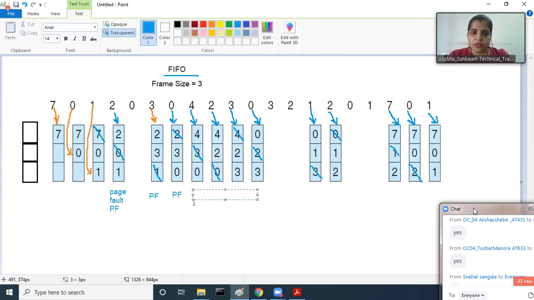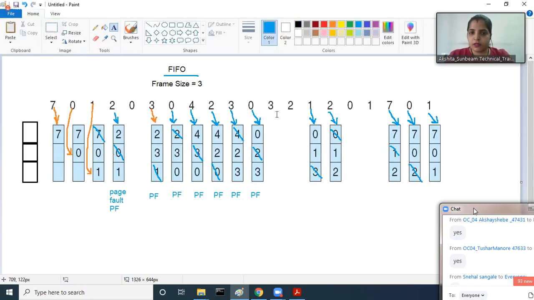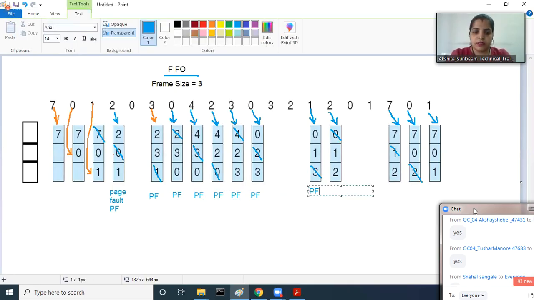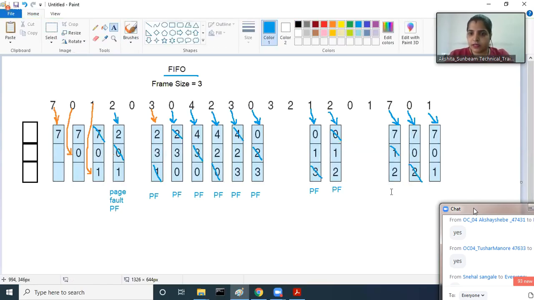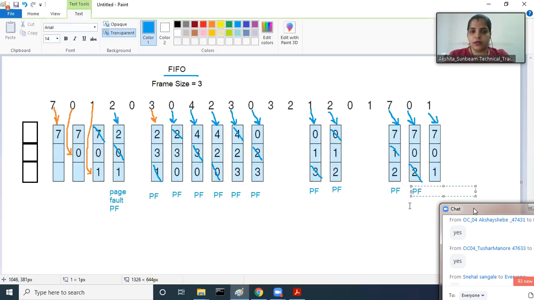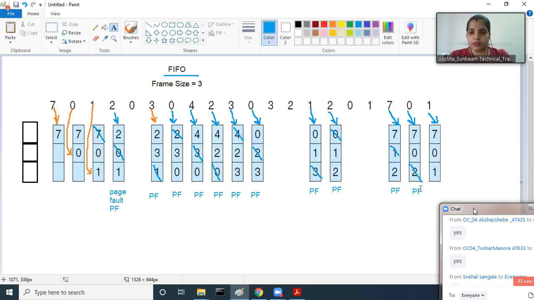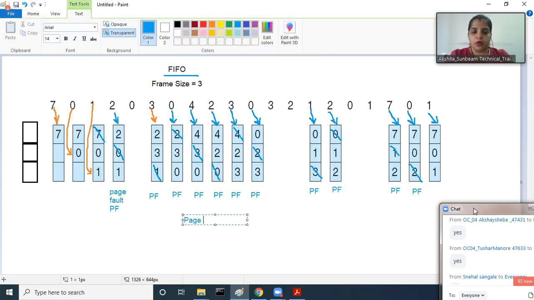This is also a page fault. Here also there was a page fault. Here also there was a page fault. Here also there was a page fault. Here there was no page fault. Here there was a page fault. Again there was a page fault. Again there was a page fault. Again there was a page fault. Count the number of page faults. 1, 2, 3, 4, 5, 6, 7, 8, 9, 10, 11. Right? So there are total 11 page faults.